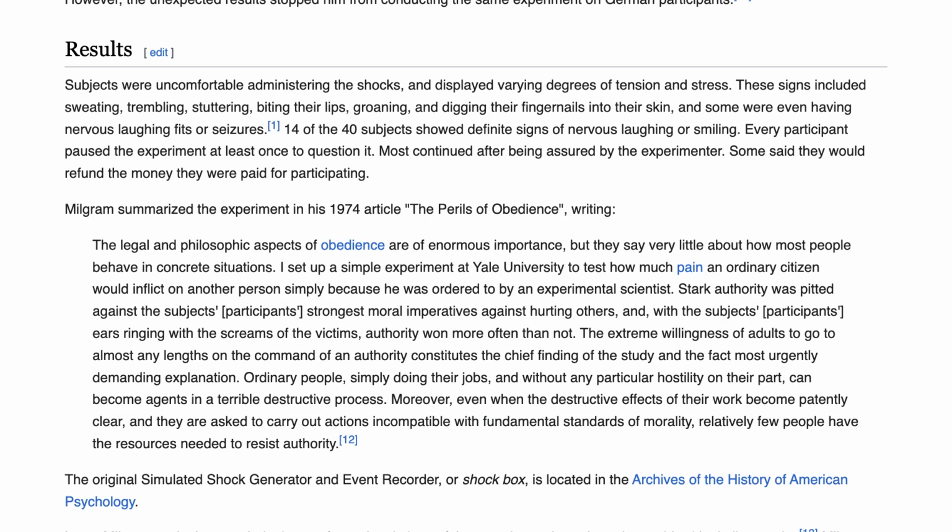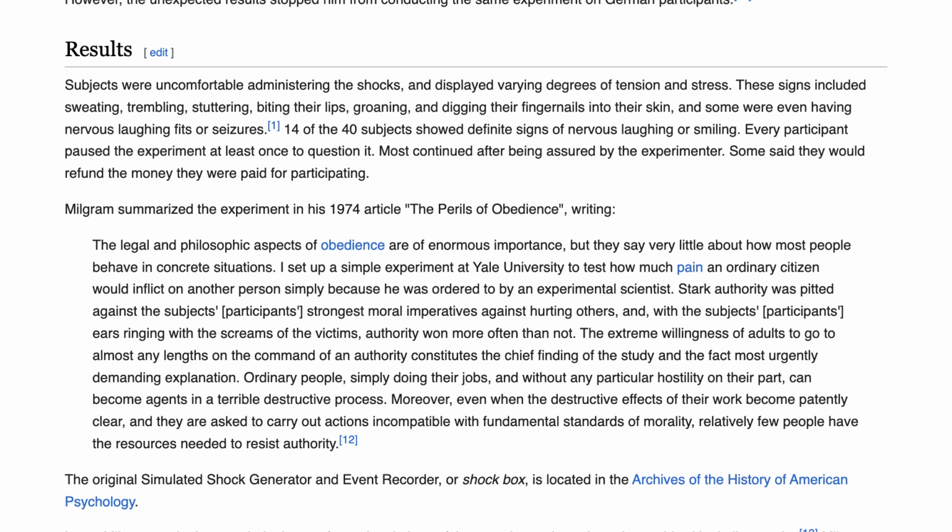Results. Subjects were uncomfortable administering the shocks, and displayed varying degrees of tension and stress. These signs included sweating, trembling, stuttering, biting their lips, groaning, and digging their fingernails into their skin, and some were even having nervous laughing fits or seizures.